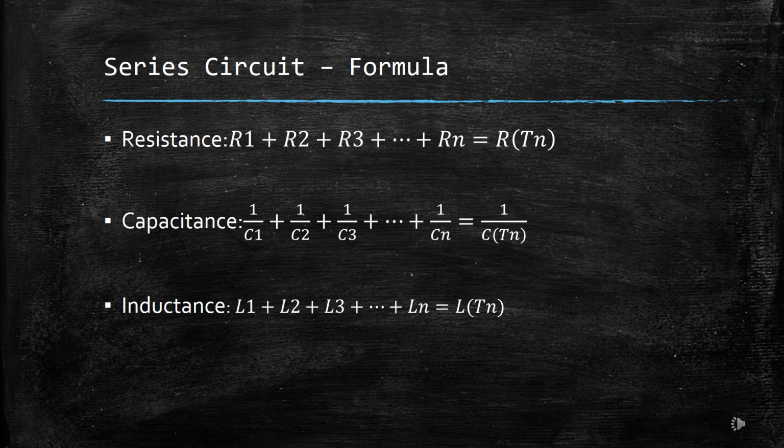Formulas for series circuit. To calculate the total resistance in a series circuit, just sum these resistance values to accumulate the total value. To calculate the total capacitance in a series circuit, just sum the inverse values of the capacitors and then inverse the calculated value to determine the total capacitance. To calculate the total inductance in a series circuit, just sum the inductor values to calculate the total value.